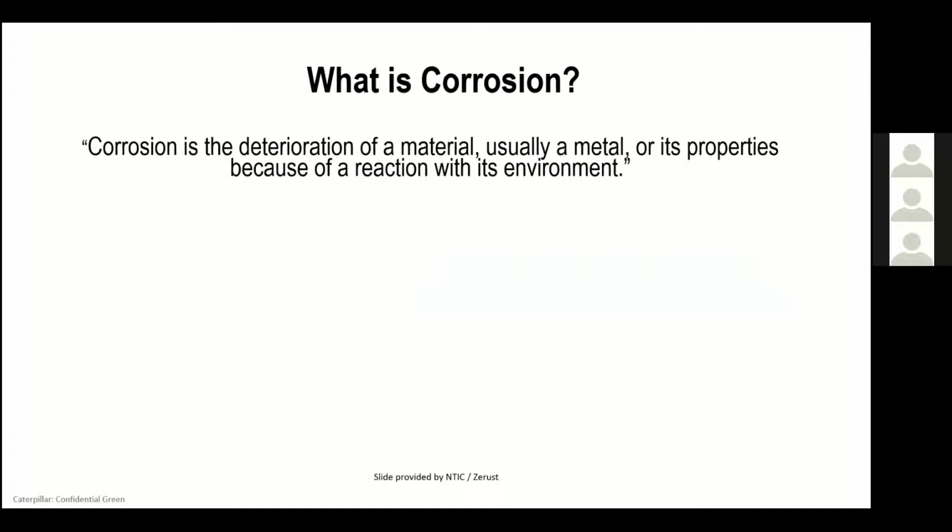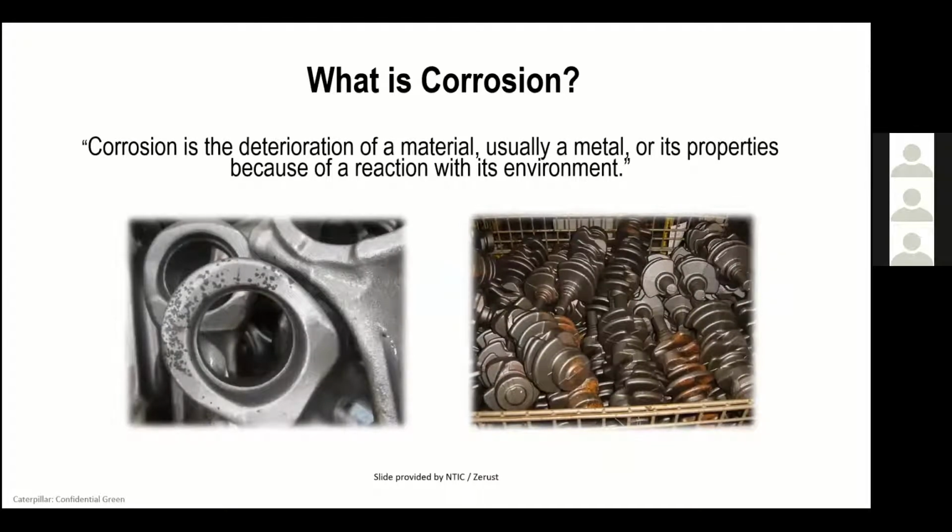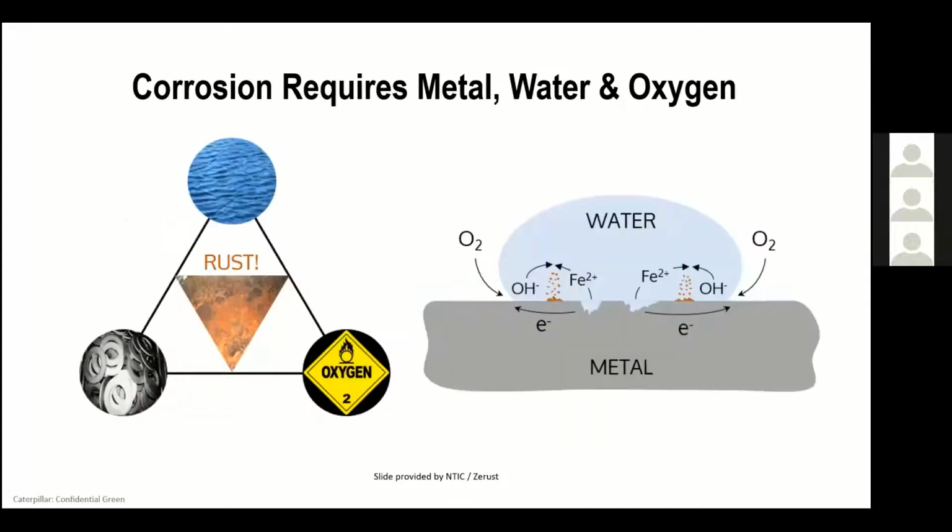So, we talk about what is corrosion. Corrosion is the deterioration of a material, usually a metal, or its properties, because of a reaction with its environment. And here I'm showing a picture of different types of components in the manufacturing environment that are showing some corrosion.